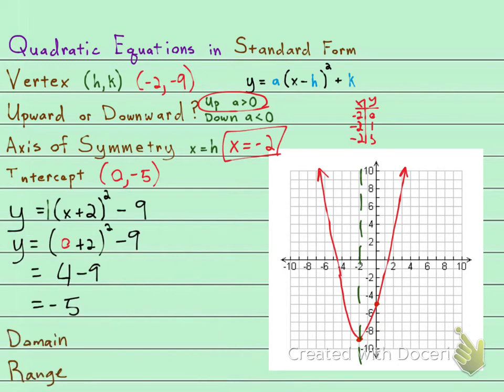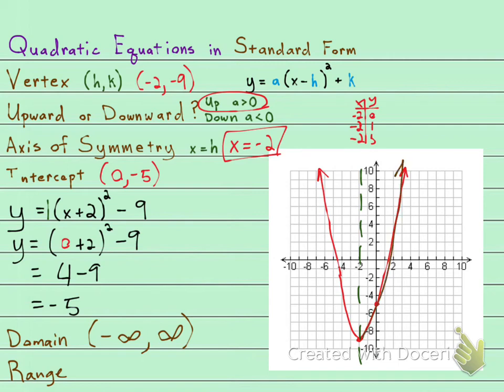But wait, there's more. Let's not forget about the domain and range, which they're asking me for. Your domain is all your x values, so you can tell that this graph never stops going to the left, it never stops going to the right. Your domain is all real numbers, so we're going to write it as one interval from negative infinity to positive infinity. And your range is how high up and down it goes.